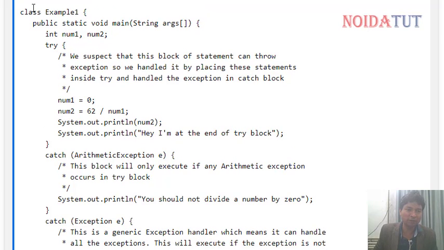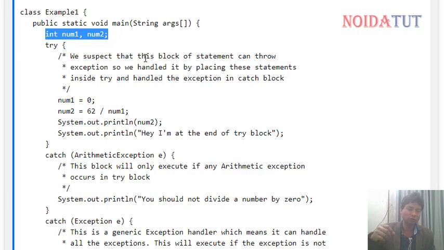In the example, we have a class Example1, with public static void main(String[] args). In this section, we have taken two variables, num1 and num2. Proceeding further to the try block, in the try block we put anything that can have a chance of error. We suspect that this block of statements can throw an exception, so we handle it by placing these statements inside try and handling the exception in the catch block.